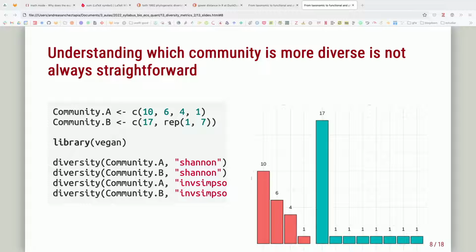How much is community A, Shannon, around 1.17? And the second one? So both are 1.17. Okay. So if you used Shannon, you wouldn't understand that they may be different.